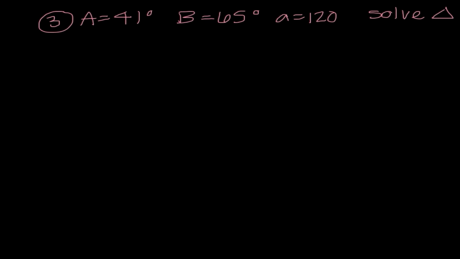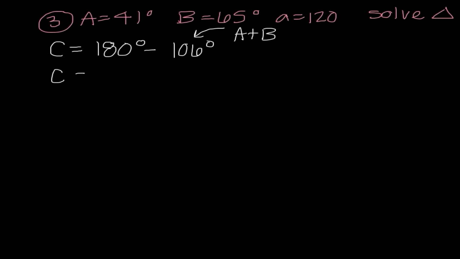So it's telling us to solve for the triangle, which means I'm solving for every single piece that I don't currently see. And so I'm actually going to start with finding angle C because I think that would be the easiest thing to do. And I'm going to do 180 degrees minus 106 degrees. And once again, that 106 comes from adding A and B together. And I end up getting that angle C is 74 degrees.